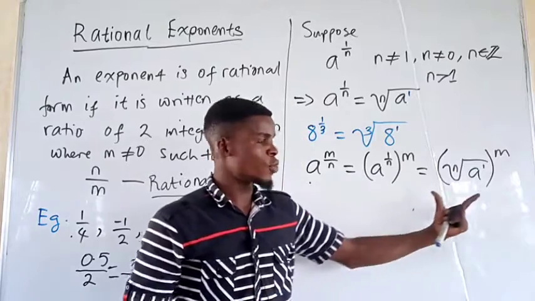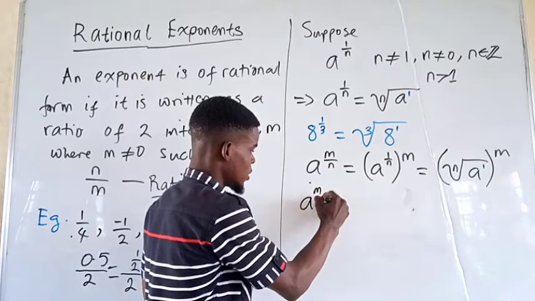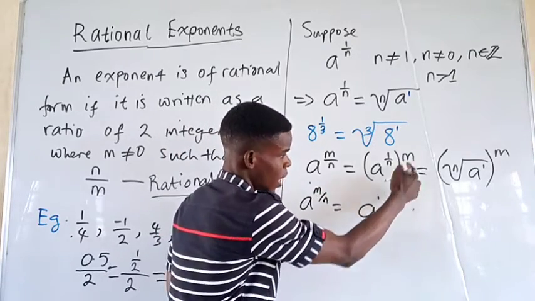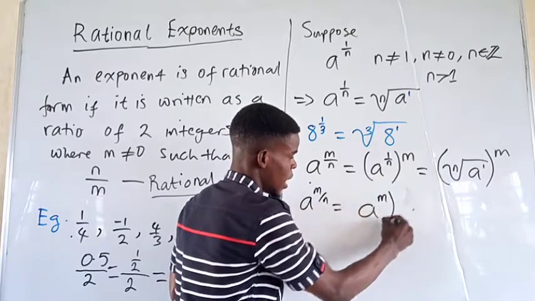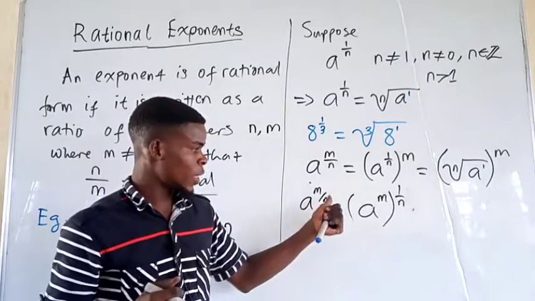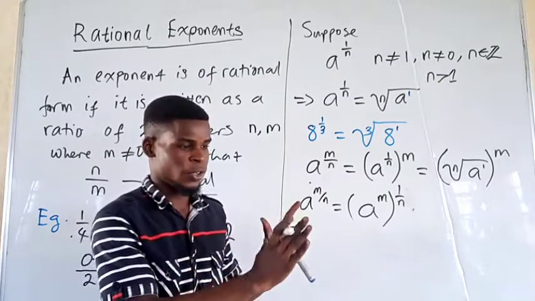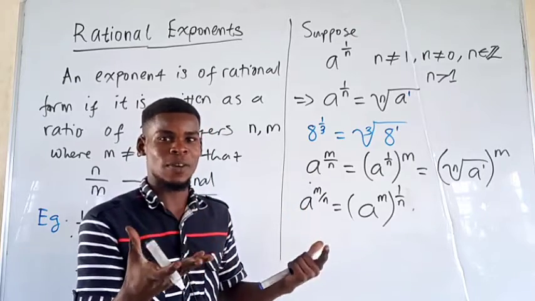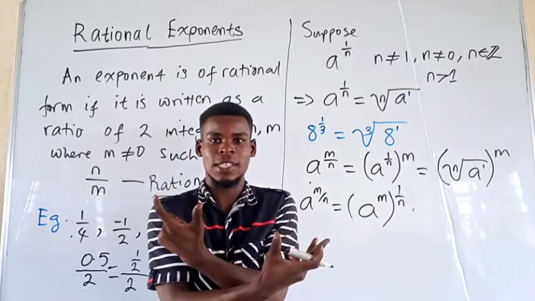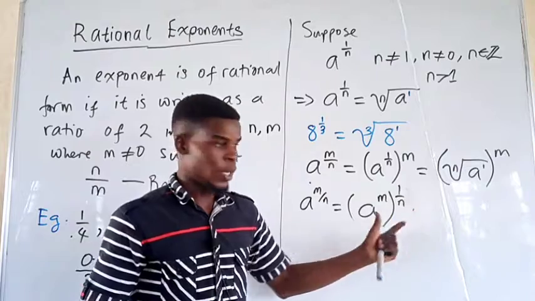Well, this can also be rewritten in another form. We can also see this as a raised to the power of, this time I'm going to put the m inside and put the 1 over n outside. Reason being that multiplication is commutative. That is, the order doesn't really matter. Which one you put first to multiply with the other, it does not matter, because it's multiplication. Putting this one first here and this one here is the same thing as putting it here and here. Very nice. So this is what I'm actually doing.